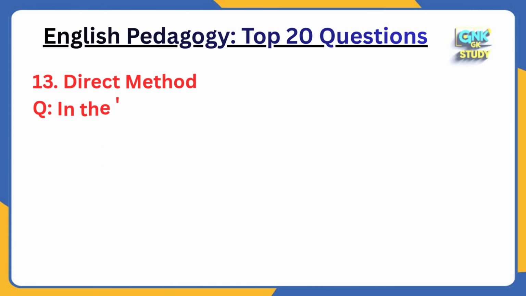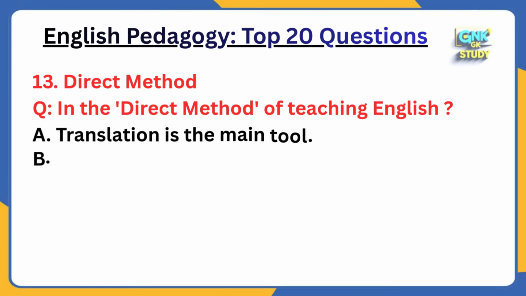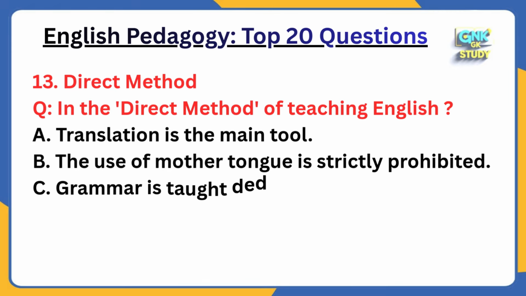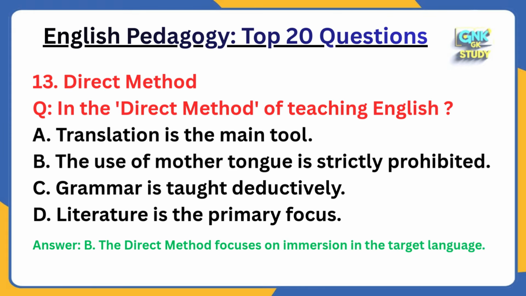13. Direct method. Question. In the direct method of teaching English, A. Translation is the main tool, B. The use of mother tongue is strictly prohibited, C. Grammar is taught deductively, D. Literature is the primary focus. B. The direct method focuses on immersion in the target language.